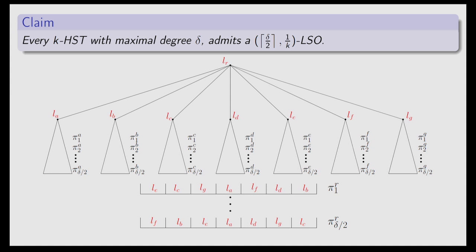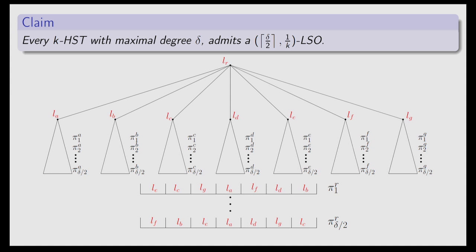And now we construct delta over 2 orderings over these nodes here, internal nodes. And the only guarantee is that for every 2 internal nodes, there will be some ordering where they are consecutive. One way to think about it is that given a clique graph, you can cover all the edges in the clique using half delta Hamilton paths.